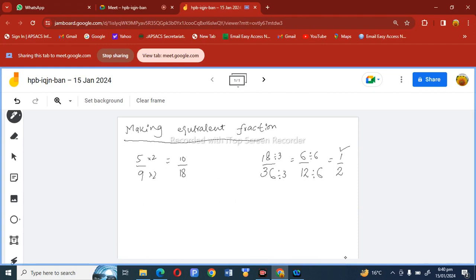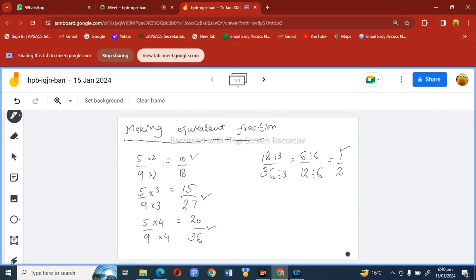Okay, now if you're making three equivalent fractions, here this is the first equivalent fraction, 10 by 18, and if you're making the other equivalent fraction, you can multiply it with 3. So 5 times 3 is 15 and 3 times 9 is 27, and you can make one more equivalent fraction by multiplying it with 4, okay. So 5 times 4 is 20, and 4 times 9 is 36. So this is the first equivalent fraction of 5 by 9, this is the second, and this is the third equivalent fraction of 5 by 9.